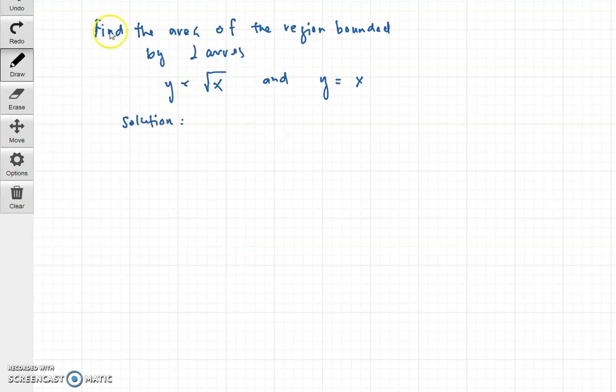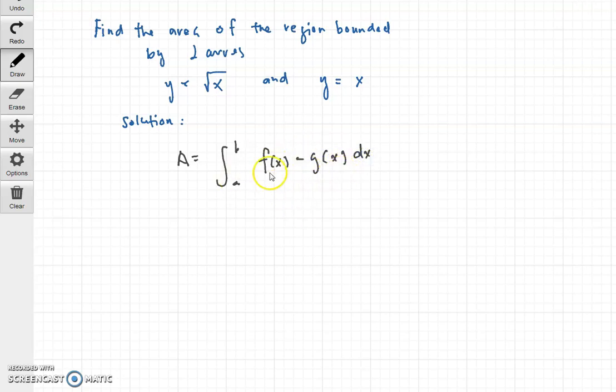Okay, now let us go for this exercise. The question asks you to find the area of the region bounded by two curves, y equals square root of x and y equals x. As we know, in order to determine the area between two curves, our formula is the integral from a to b of f(x) minus g(x) dx.